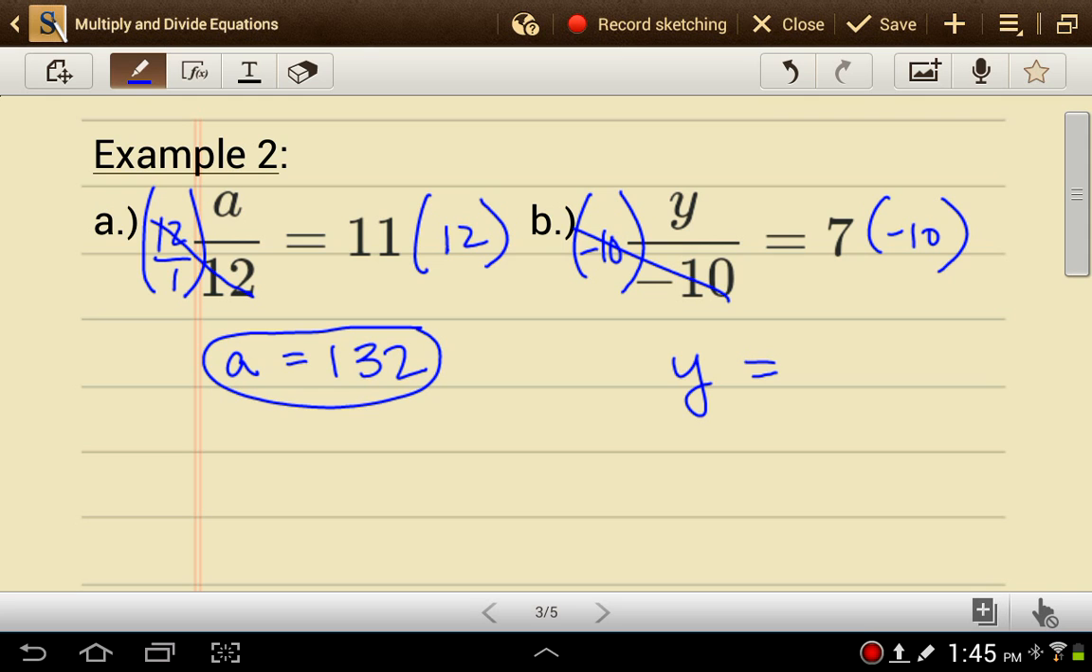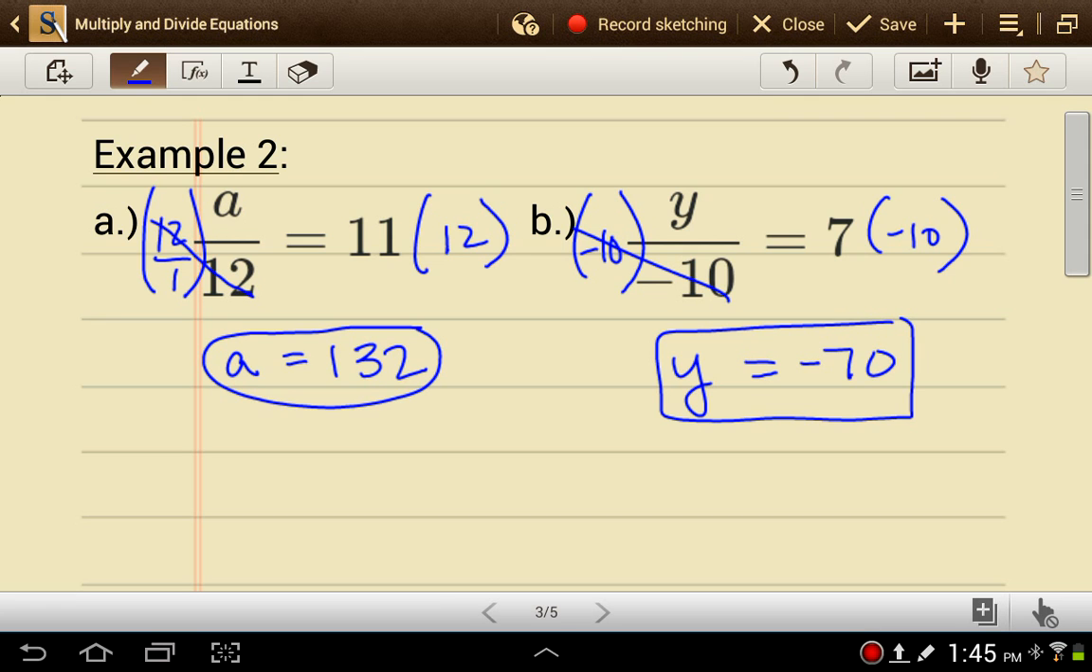So I get y equals, and then 7 times negative 10 is negative 70. 7 times 10 is 70. Positive times a negative is a negative, so I get y equals negative 70. I can check my work. Negative 70 divided by negative 10. Well, negative divided by negative is positive. 70 divided by 10 is 7. So that's how I can double check my work to make sure I'm right.